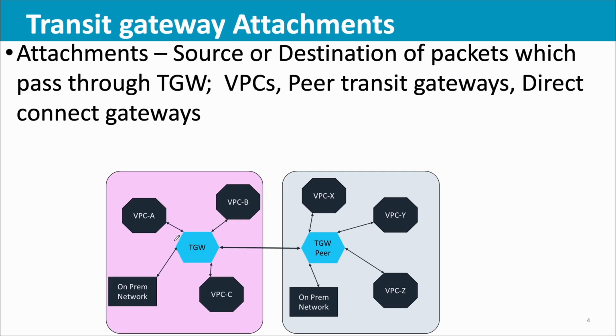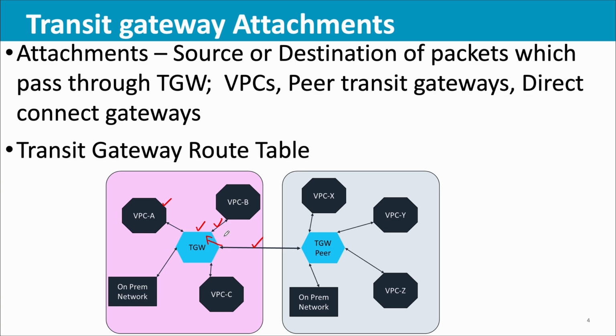And all these VPCs and on-premise network and the peering transit gateways which are connected to a transit gateway are known as attachments. That is the term used for that. For example, this is an attachment, this is an attachment, this is another attachment. So the definition of attachment is a source or destination of packets which pass through the transit gateway. Basically any entity, whether it is VPC, on-premise network or another transit gateway, which needs to route their packets to another destination through the transit gateway, all these entities are attachments.